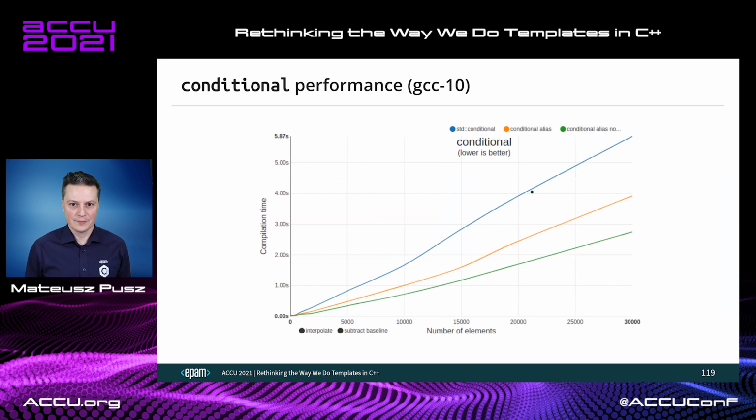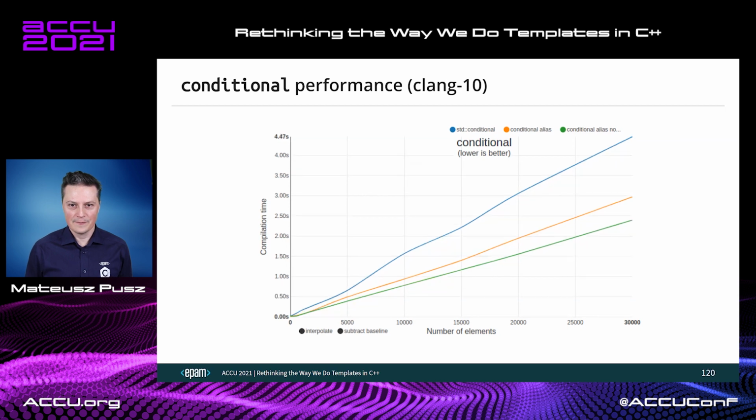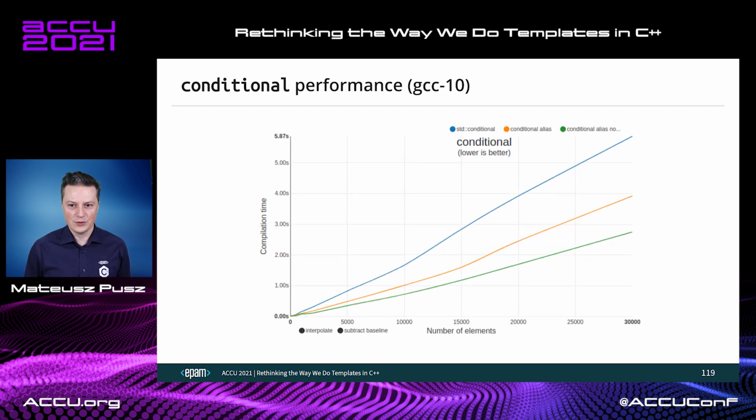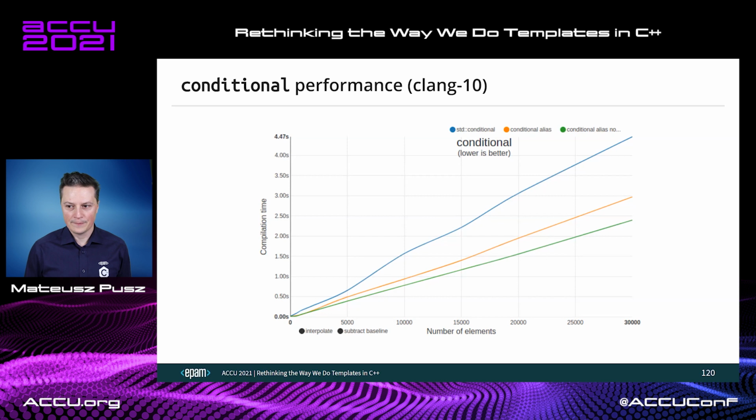Here are the results. This is the typical implementation of std::conditional. This is basically the same one, but without using an alias. And this is the one provided with the knowledge we have from Chiel. This is on GCC 10, and this is on Clang 10. As you can see, it is really similar.